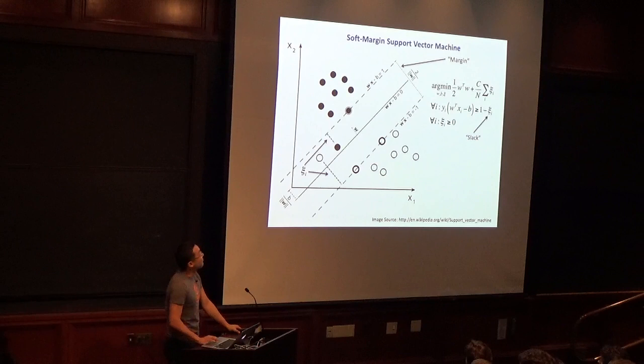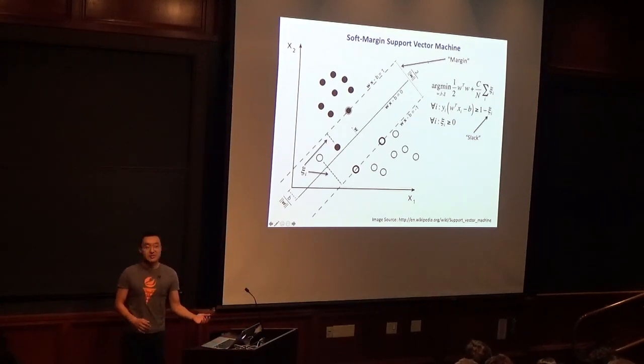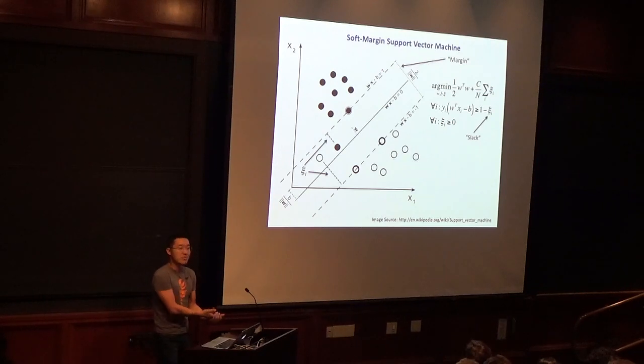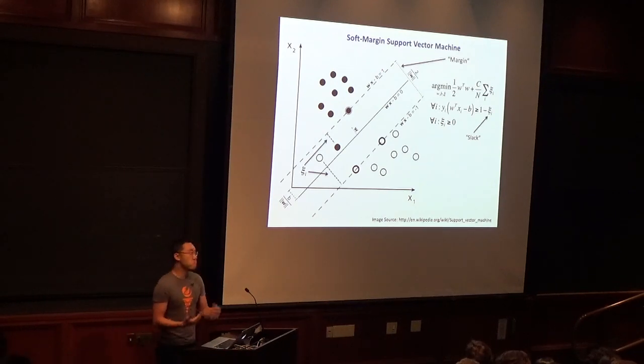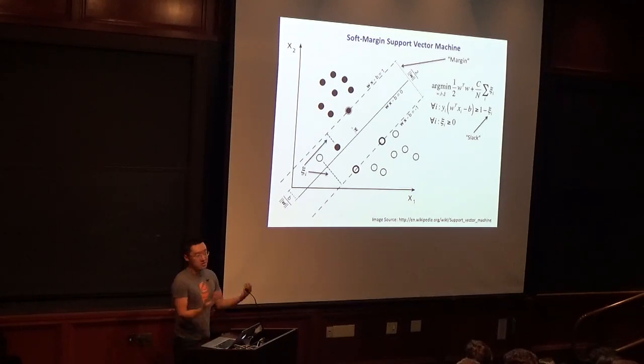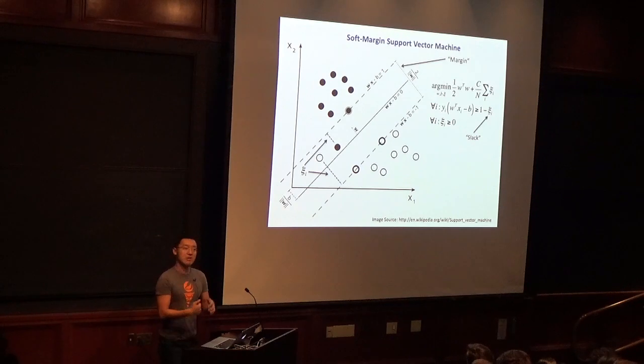So this is called the soft margin support vector machine. In the linearly separable case, it's nowadays known as the hard margin support vector machine. Historically, it was just called the support vector machine. But once you talk about data that's not linearly separable, there's the distinction between hard margin and soft margin.